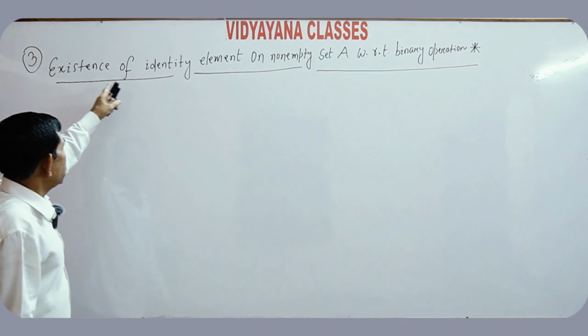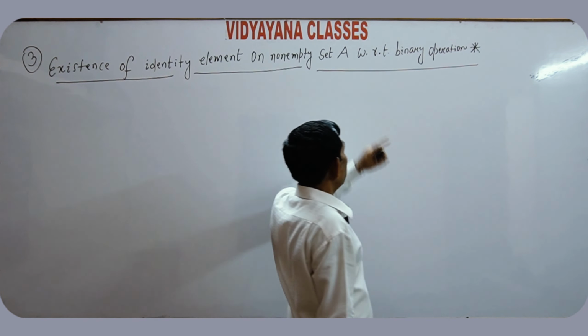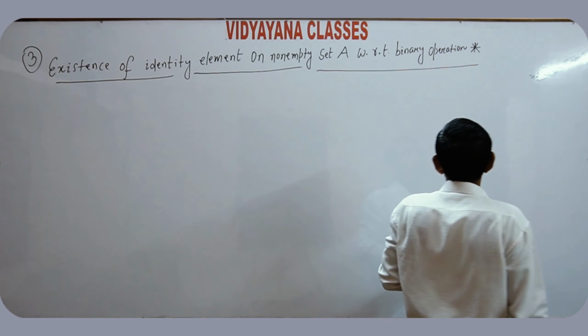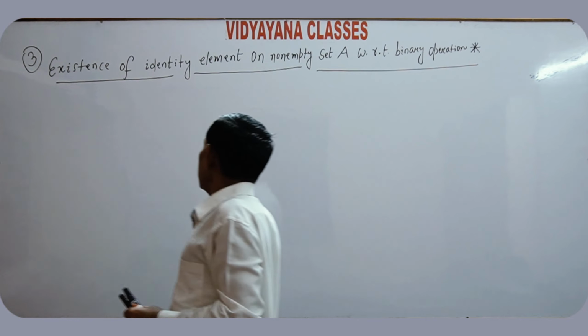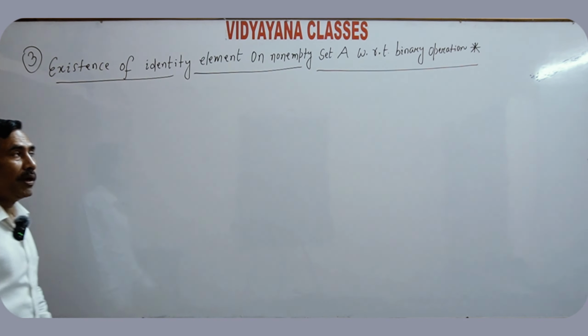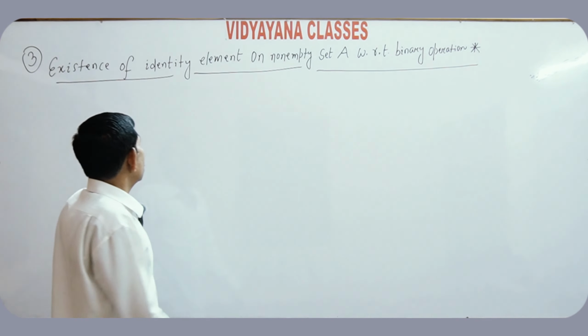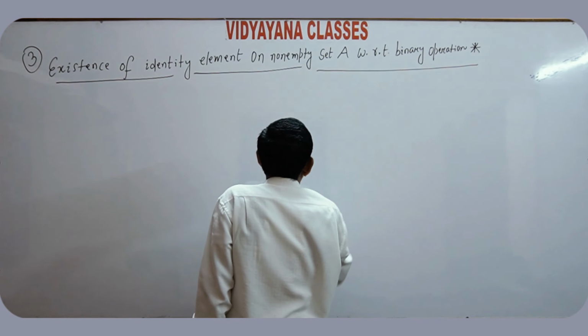Next, existence of identity element on non-empty set capital A with respect to binary operation star. Existence of identity element in A. At what condition does the identity element belong to A?